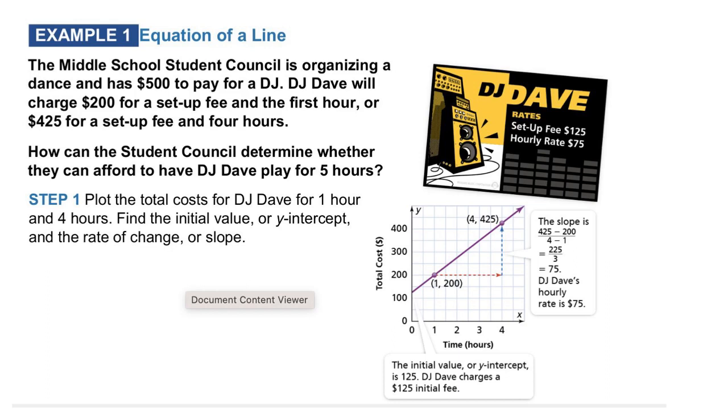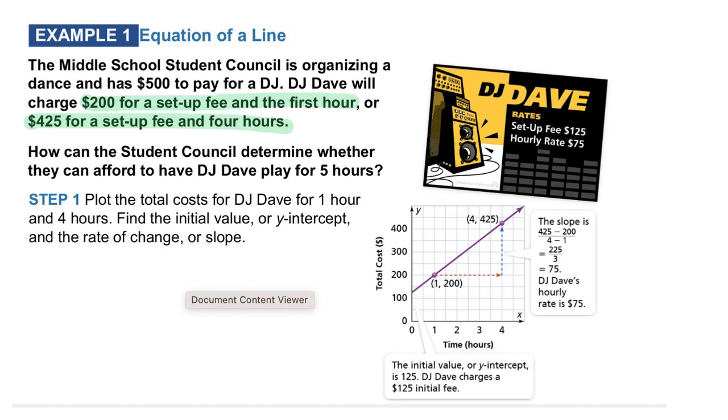The middle school student council is organizing a dance and has $500 to pay for a DJ. DJ Dave will charge $200 for a setup fee and the first hour, or $425 for a setup fee and 4 hours. How can the student council determine whether they can afford to have DJ Dave play for 5 hours?